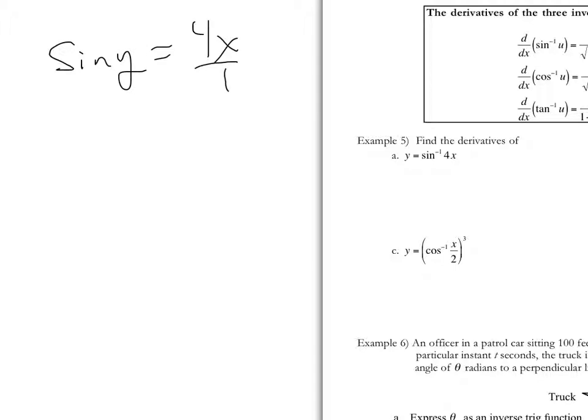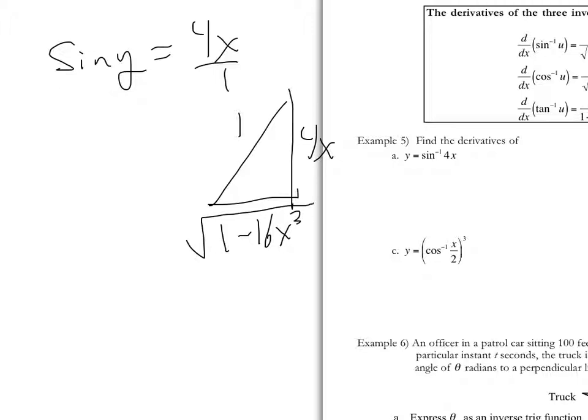And that's over 1, so I can draw the triangle. So the opposite is 4x, the hypotenuse is 1. This is going to be 1 minus 16x squared, right? And I got to take the square root of that.